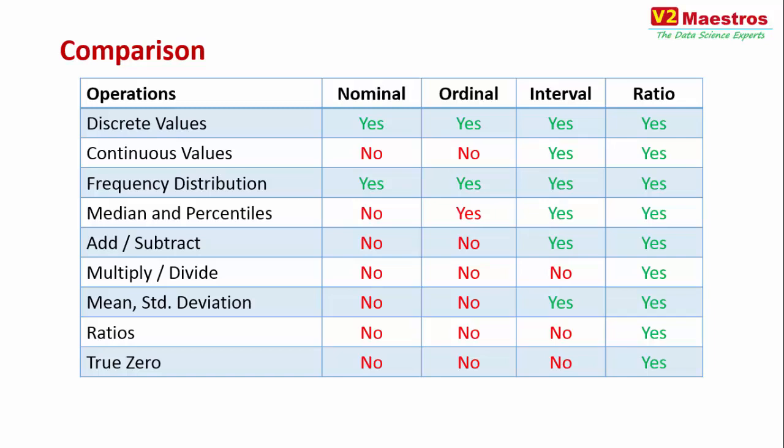Addition and subtraction are possible with interval and ratio data. Multiplication and division is only possible on ratio. Mean and standard deviation, again, we are going to be looking at what they are in future sessions. They are applicable only on interval and ratio. And of course, you can find real ratios, like the ratio between A and B, in ratio data only, and a true zero is applicable only in the case of ratio data. So this is how they all compare with each other.